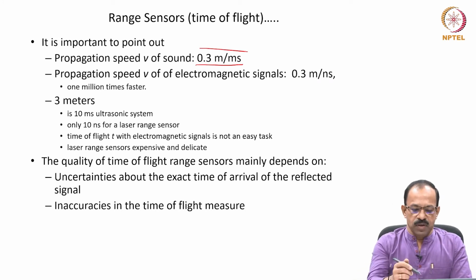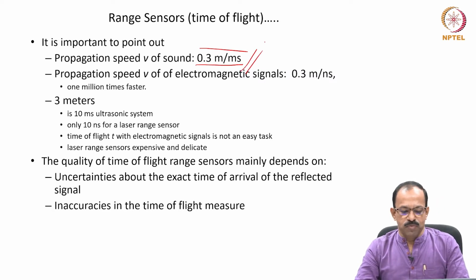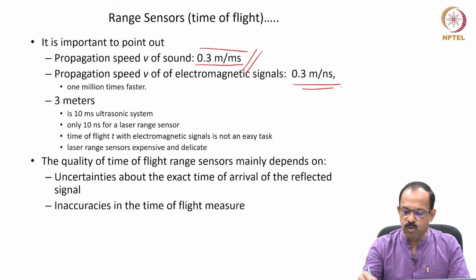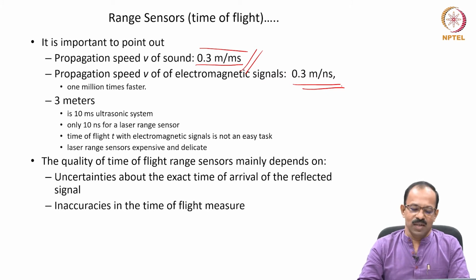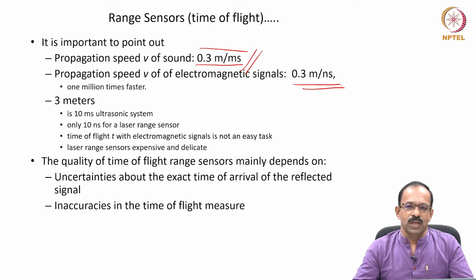So, the propagation speed of sound is around 0.3 meter per millisecond. But if you look at the speed of electromagnetic signal, basically the light based or laser based signal, it is 0.3 meter per nanosecond. So, you can see it is much faster than the sound wave. So, if you are using a sound wave to measure a distance, you will be getting a time, but if the same distance is measured using a laser based sensor, the time gap is very small. So, you will get a very small time difference between the transmitted signal and received signal.